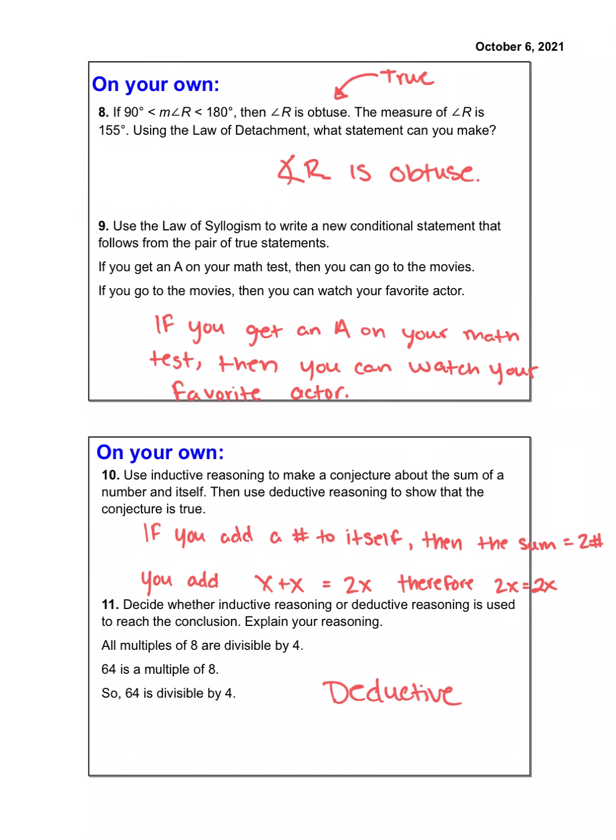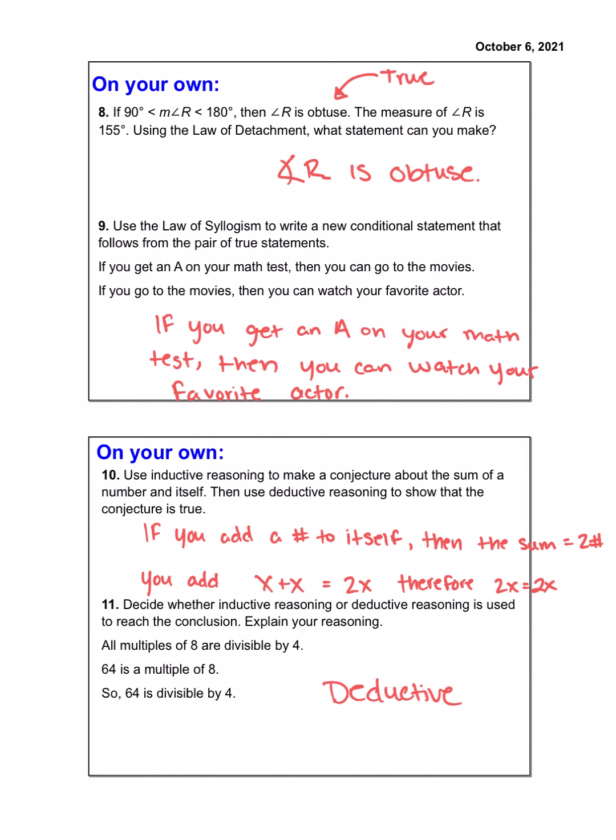Number 9, you use the law of syllogism. Since the hypothesis of one of them matches the conclusion of the other, you can take the other hypothesis and the other conclusion and match them together. So if you get an A on your math test, then you can watch your favorite actor because you get to go to the movies.